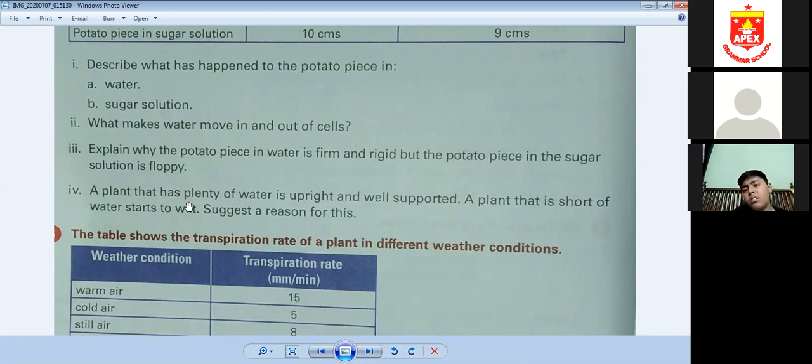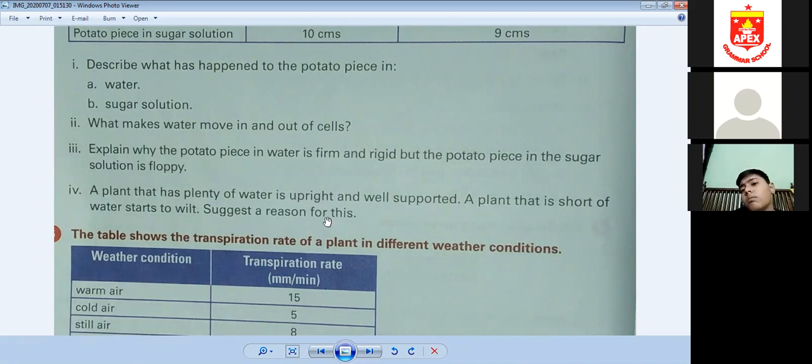Now question number 4: a plant that has plenty of water is upright and well supported. A plant that is short of water starts to wilt. Suggest a reason for this. I think you all know this answer. A plant that has plenty of water is upright. A plant that is getting plenty of water is always straight, trim, and well supported.